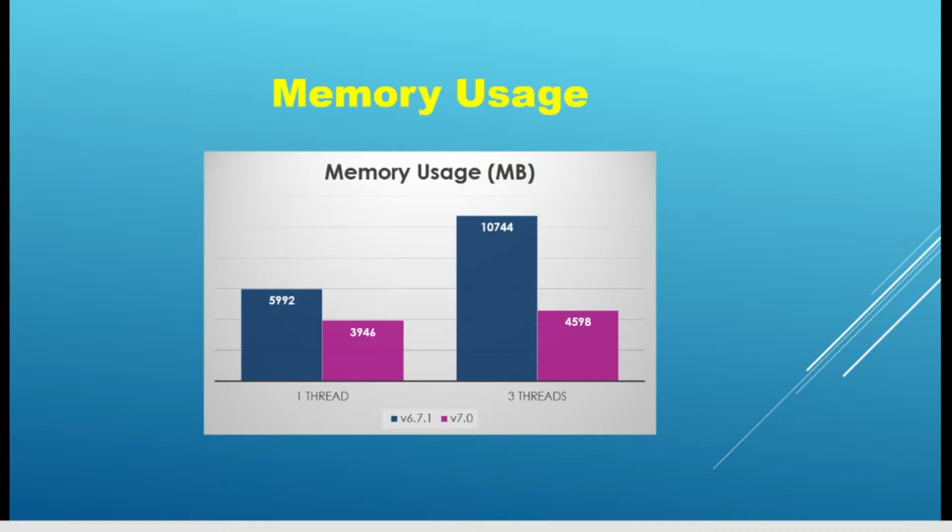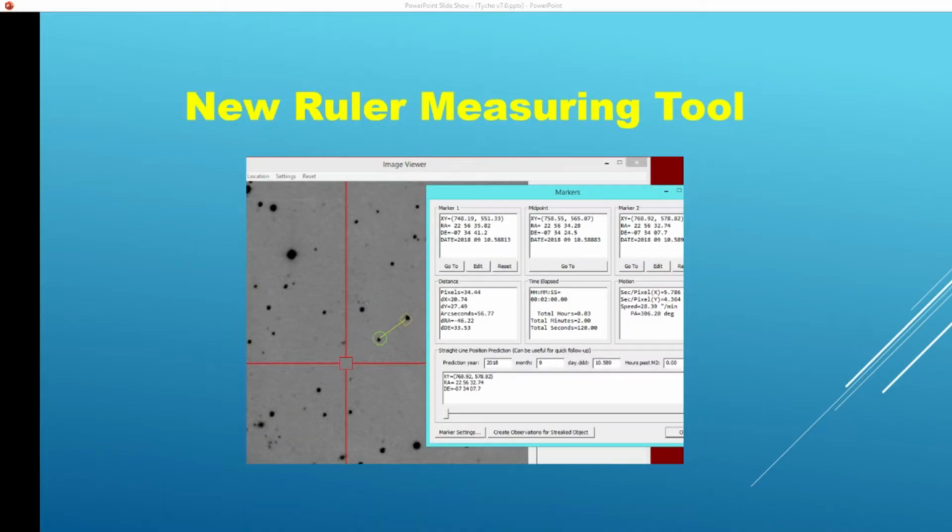So the old version with 1 thread would consume almost 6 gigabytes of memory, whereas the new version now consumes a bit less than 4, and that's with 1 thread in operation. And then again, with 3 threads, you can see a much greater disparity now, with the old version consuming almost 11 gigabytes and the new version about 4.6. So even with multiple threads in operation, the new version is still consuming less than the old version with just 1.